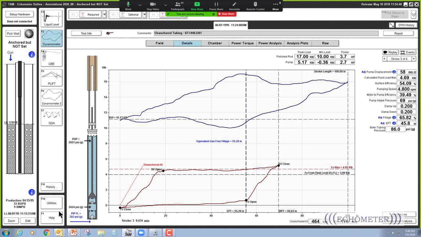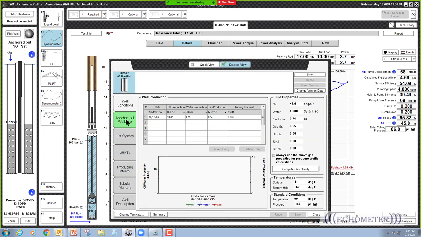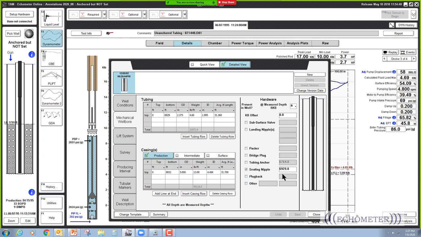But if we go back and look in the edit mode, because the name of the file is anchored but not set, if we go back and look at the mechanical wellbore, there's an anchor that someone, probably me, turned off. And now when we turn the anchor back on, the anchor's set at 67.64, and the length of the tubing that's anchored is from the surface down to 67.64, and we calculate that spring constant. So let's save this and close it.